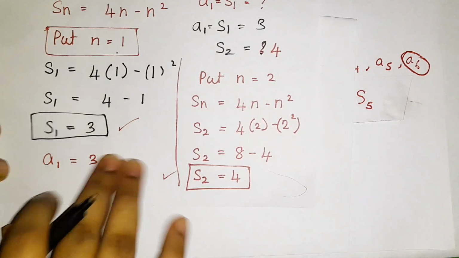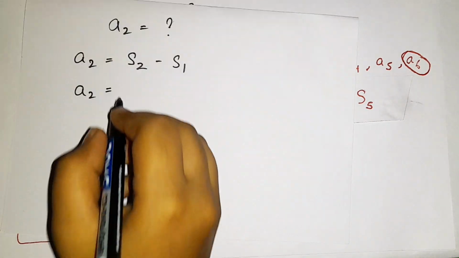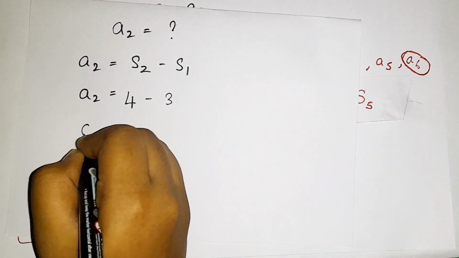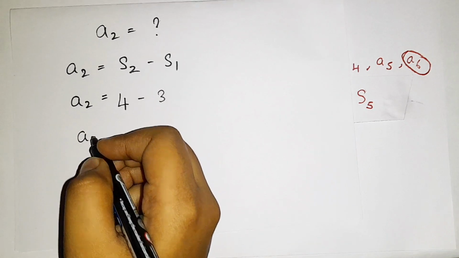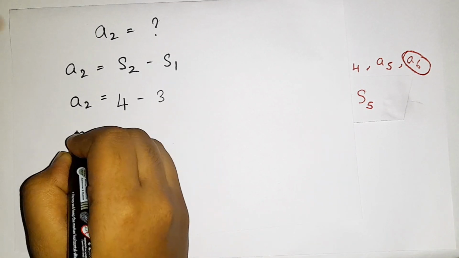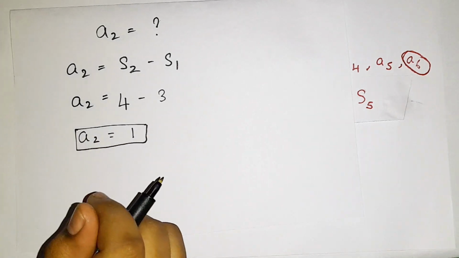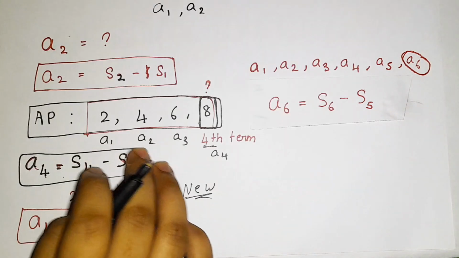So S2 we got it as 4, right? So 4 minus S1 is 3. So when we just subtract it, we get 1. So we got the A2 value. Now finally we got the A2 value.